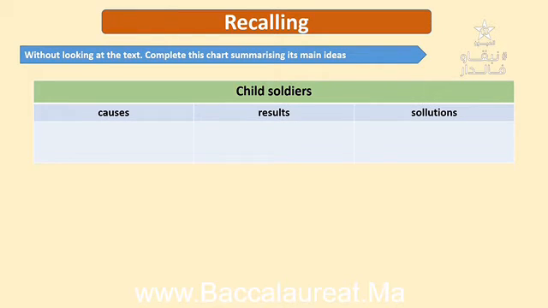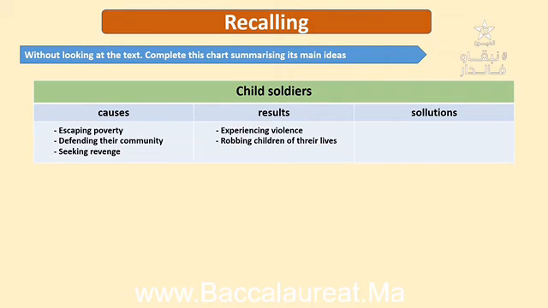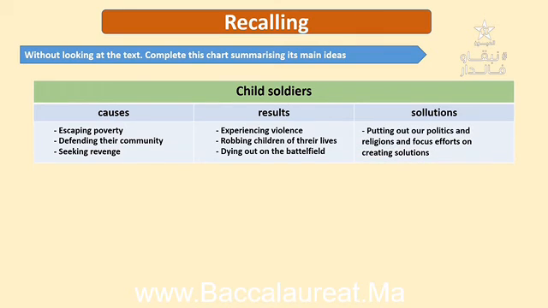Correction, please. Causes of child soldiers: escaping poverty, defending one's community, seeking revenge. As results, children experiencing violence, robbing children of their lives, dying out on the battlefield. The solutions the writer suggests: putting aside our politics and religion and focusing efforts on creating solutions.